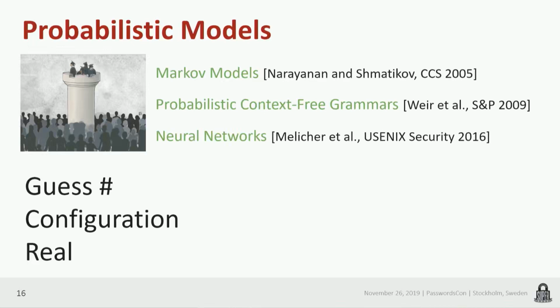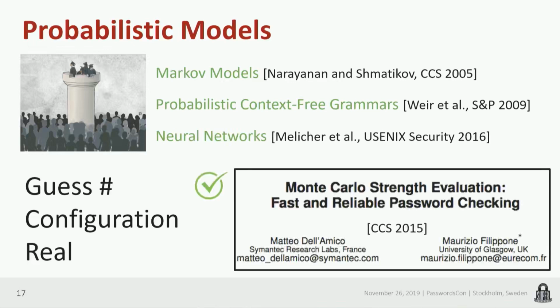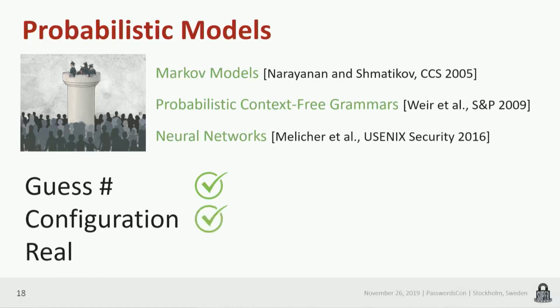With those models, we already know how to calculate the guess number very efficiently, very fast. There's a paper from 2015, and they propose to use the algorithm to estimate the guess number without actually running or enumerating the algorithm. But of course, the guess number depends on the configuration, and here again, the probabilistic models have the advantage that it's already built in. Given some training data, the probabilistic algorithms mostly configure themselves.